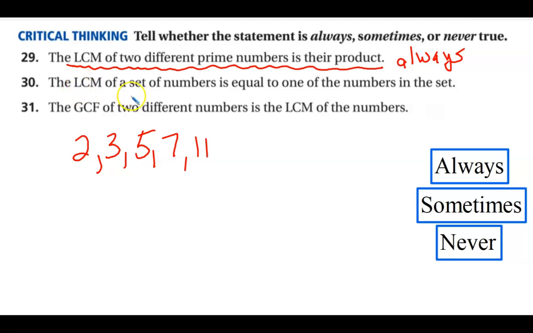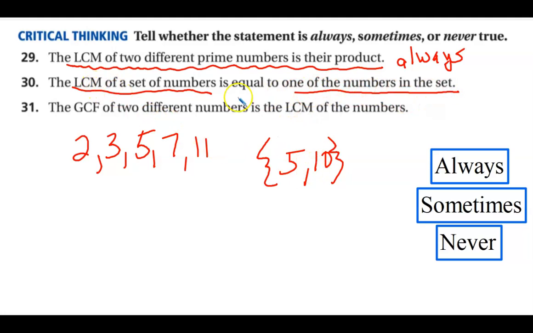Now I have the least common multiple of a set of numbers. You guys haven't even worked with a set of numbers. I'm going to show you. Like if I do 5 and 10, that's a set of numbers. It's just a set of 2 numbers, but I'm saying these are the only 2 numbers you can use. Okay, the least common multiple of a set of numbers is equal to one of the numbers in the set. So what's the least common multiple between 5 and 10? Well, it is 10, and it is in the set. So that actually worked. I think it's true.